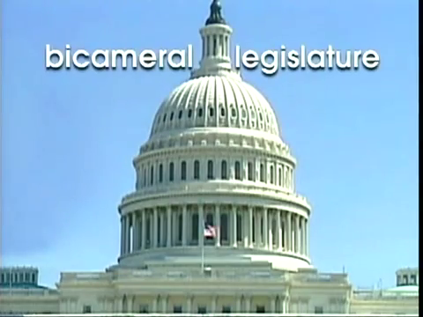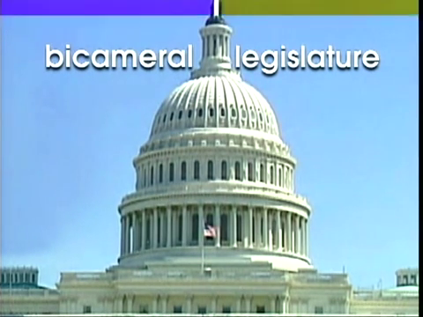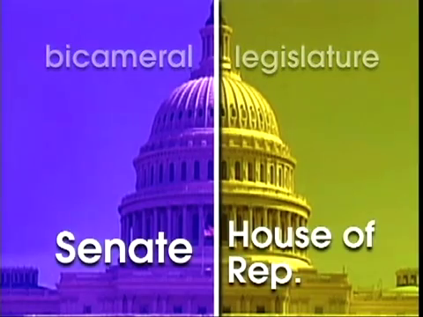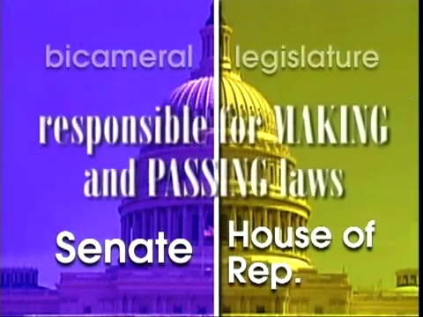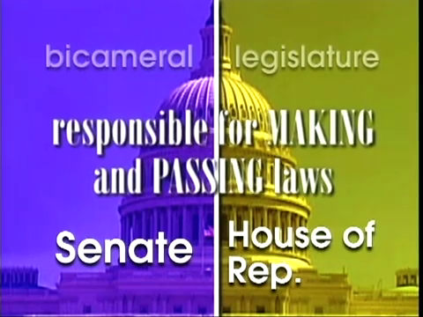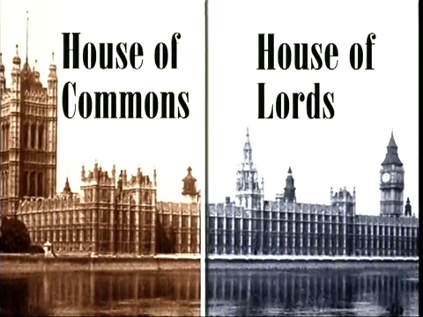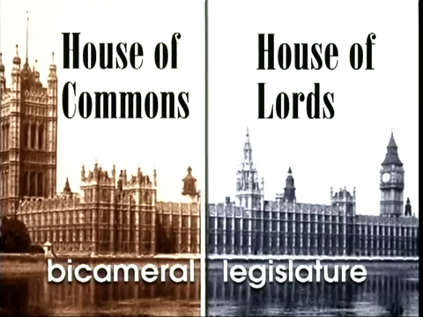Congress is what's called a bicameral legislature. A bicameral legislature is divided into 2 parts. In this case, the Senate and the House of Representatives. The legislature is responsible for making and passing laws. England's Parliament, with its House of Commons and House of Lords, is another example of a bicameral legislature.